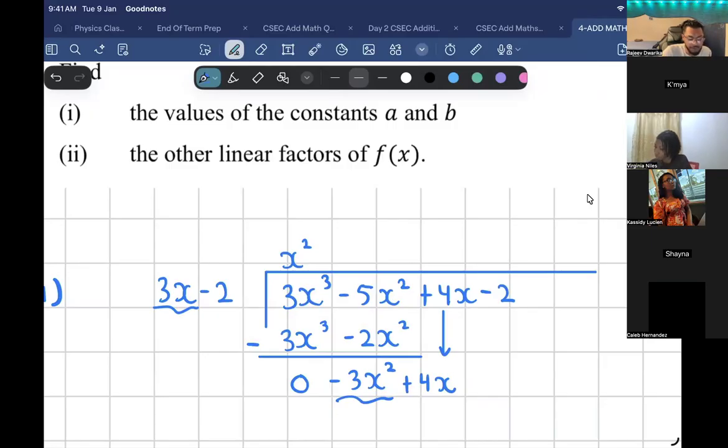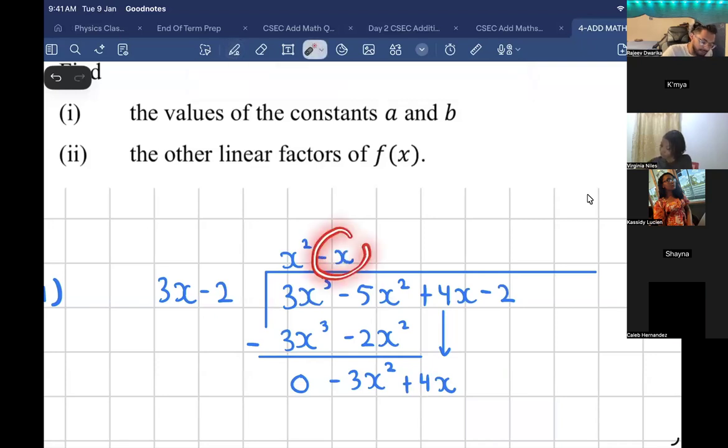Nah, if I multiply 3x by 3x, I'll get 9x squared. Oh, x, sorry. Nah, I want to get minus 3x squared. So that wouldn't be positive x. That would be negative, right? What is negative x by 3x? Negative 3x squared.